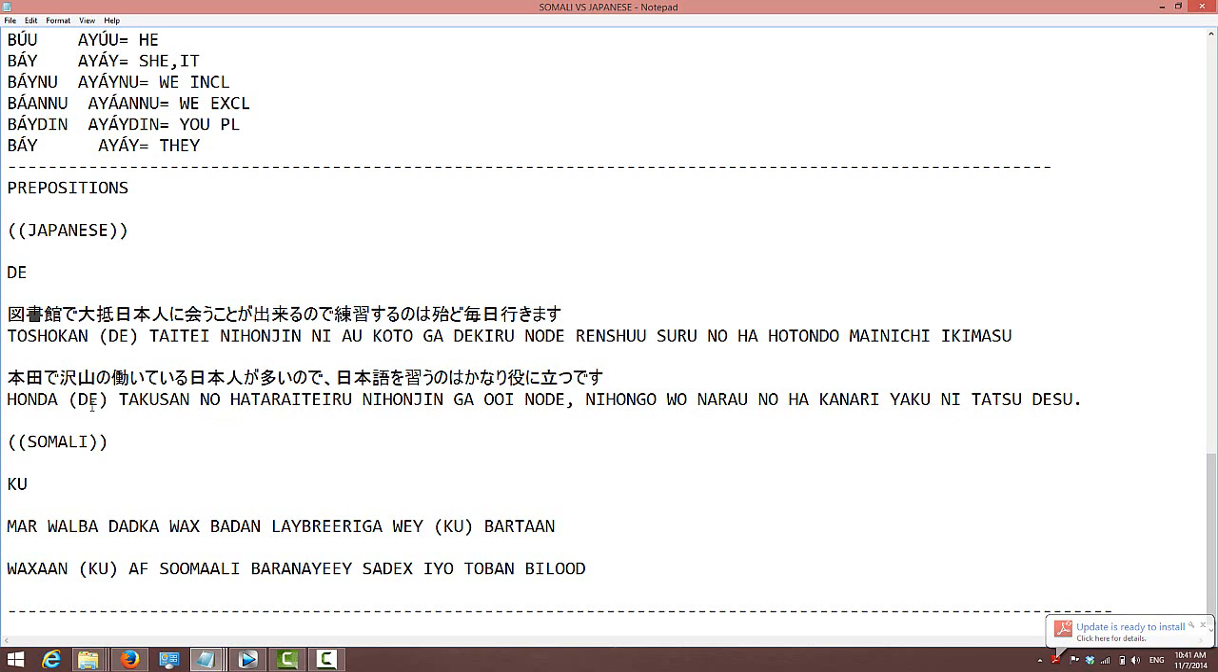So again, our main focus here was de, which is the preposition to be at or in. Okay. Final, Somali. So Somali uses ku for a preposition. And the way they use it, it's kind of weird. You have to get used to it. Let's look at the samples. All right. Morwalba, datka, wah baran, librariga, way ku baratan.